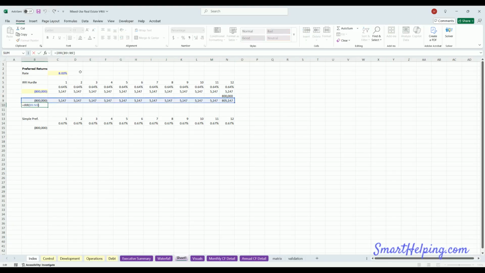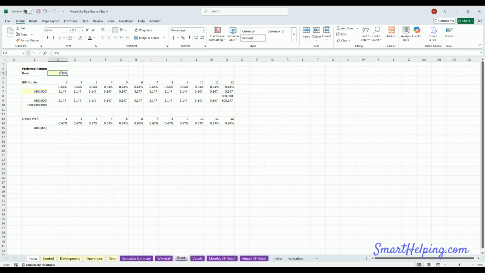Well, we take the IRR of that, and then you go to convert it. You go 1 plus this rate. And now you're raising it to 12 minus 1. And there you go. 8%. Look at that. So we got 8 decimals there. That's exactly 8%.